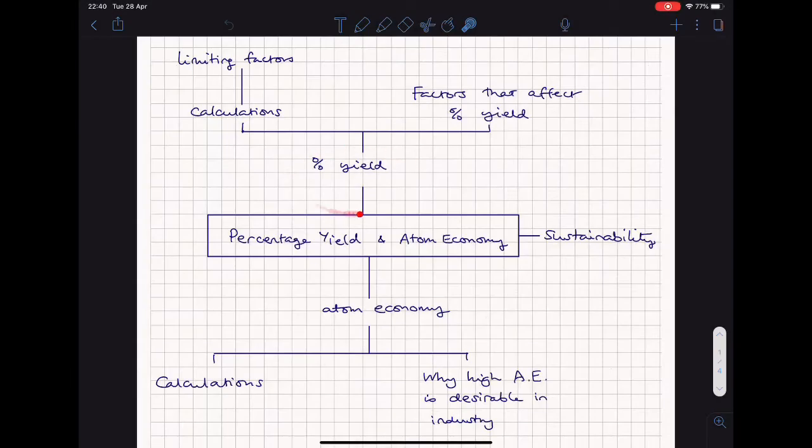So we've looked at percentage yield and how to calculate percentage yield. And when we calculate percentage yield, we need to consider whether there's any limiting factors in the reaction we're looking at. We also looked at the factors that may affect percentage yield. So what we're going to do next is to look at atom economy and how to calculate atom economy and why we need high atom economy in industry. And these two relate to sustainability.